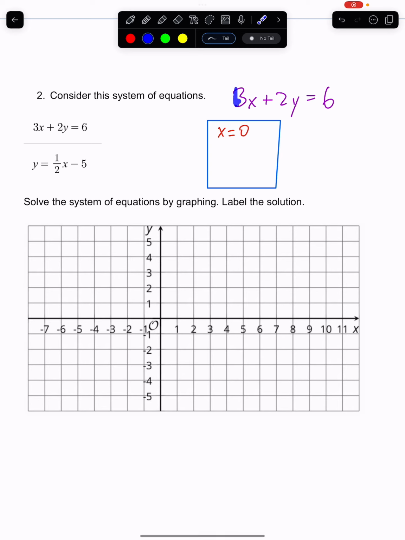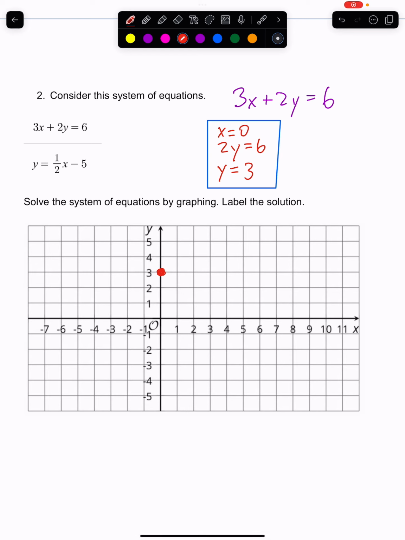All right, when x is 0, 3 times 0 is 0. All you got left is 2y equals 6. And to get y by itself, I'd have to divide both sides by 2. 6 divided by 2 is 3. Let's write that down here. We found out when x is 0, 2y equals 6. I've got 2 times y, so I'm going to do the opposite of multiplication. I'm going to divide both sides by 2 and find out that y equals 6 over 2, which is 3. I'll plot this point right over here. There's my vertical intercept for that first equation.